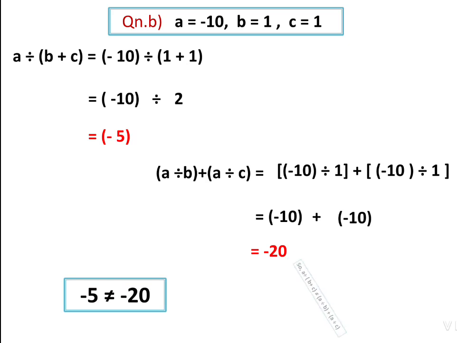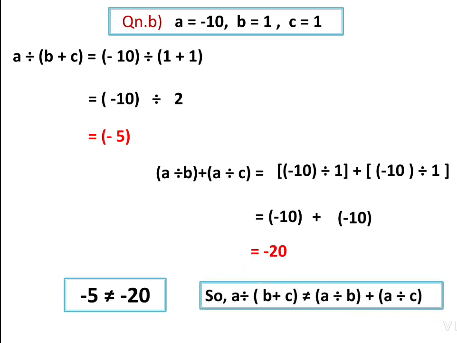Therefore, we can write A divided by B plus C not equal to A divided by B plus A divided by C. This also shows the distributive property is not suitable for division. Okay, let's see the next question.